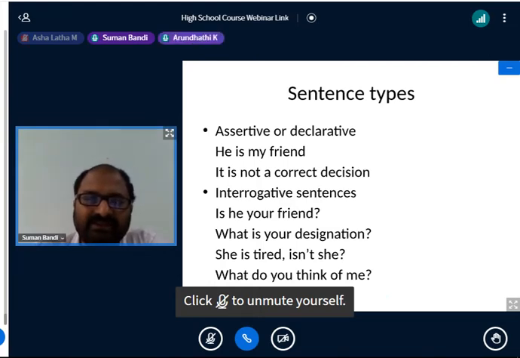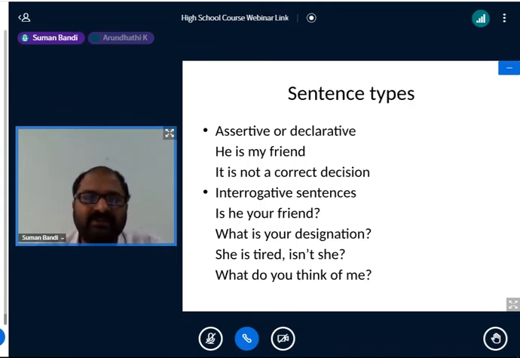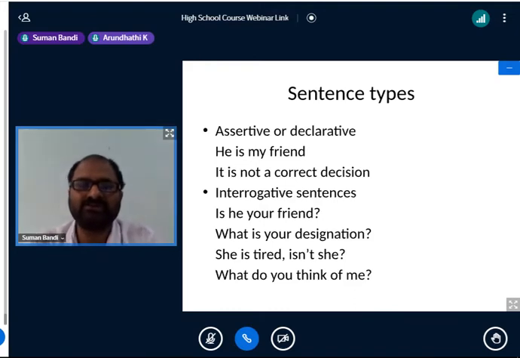And yes, the last thing that we discussed was that sentence types should be addressed in the class, in the sense they should be taught. Students should practice, students should get practice in making different types of sentences. The best way to do that is integrating with the tenses. That is what I said. So we will discuss that later when we go into the teaching aspects.